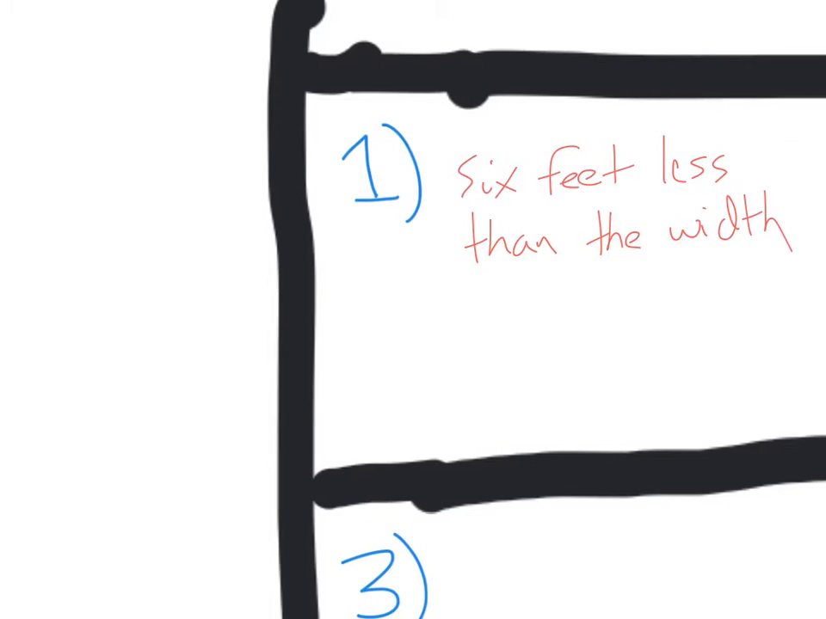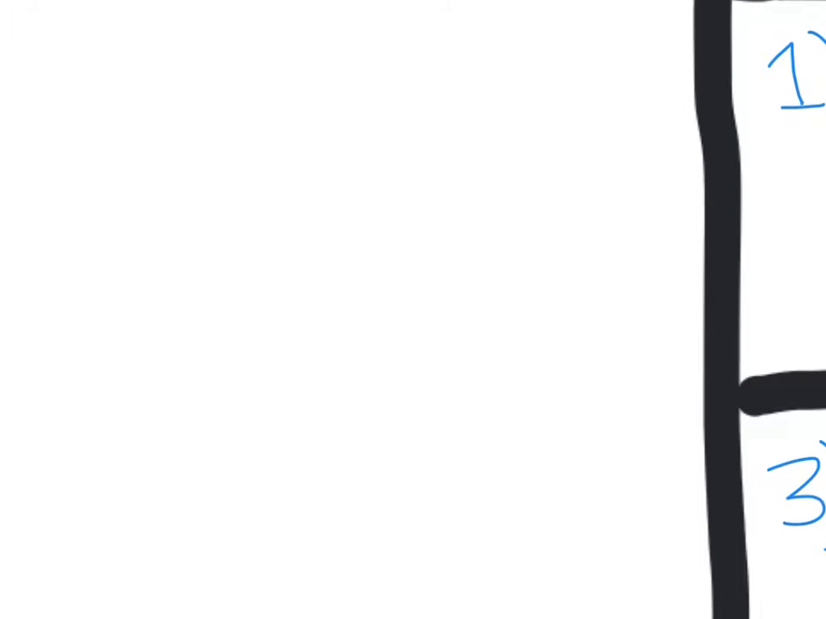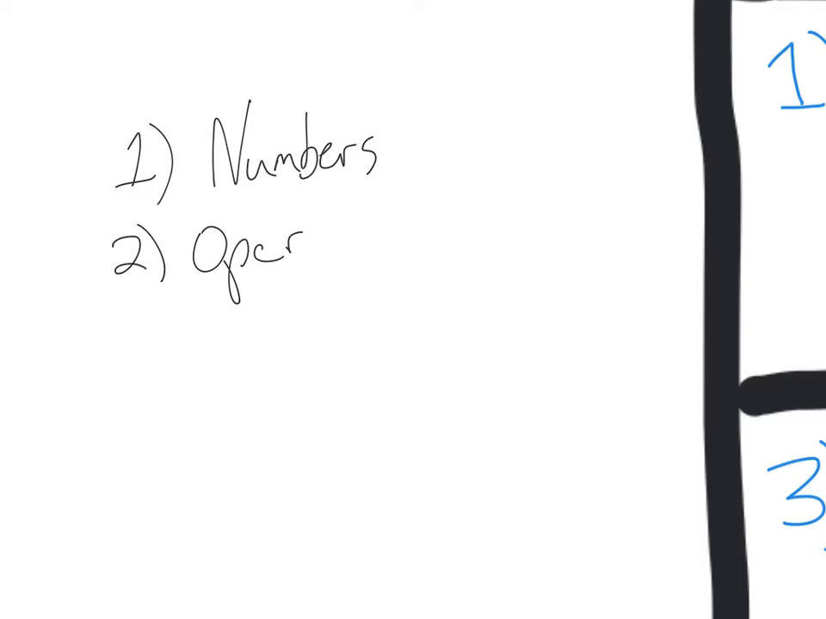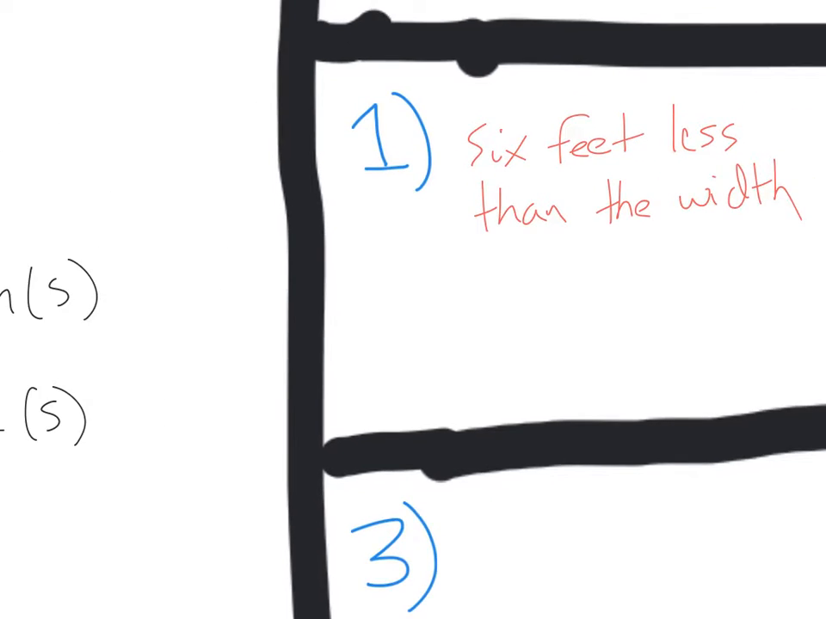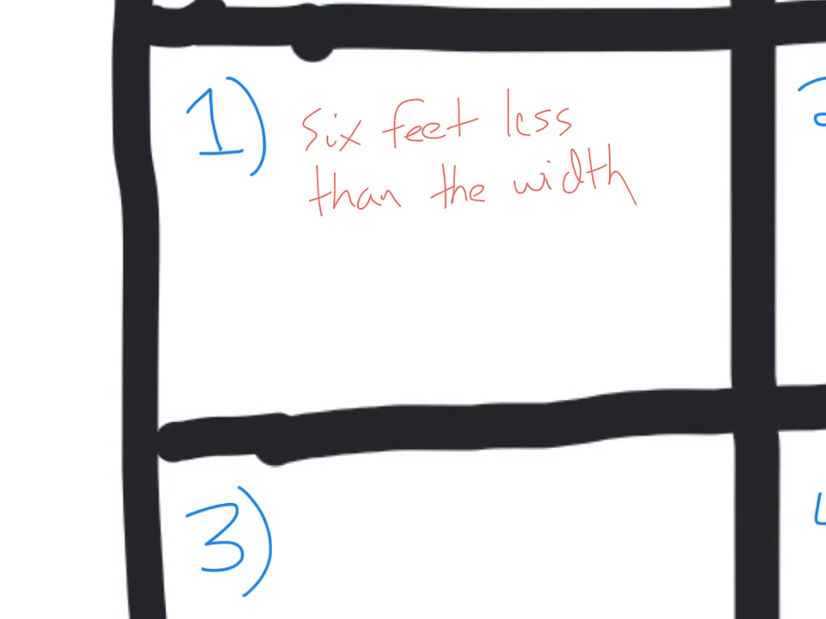Okay, and remember we talked about algebraic expressions having 3 different things. They've got numbers, operations, and variables. Variables, singular or multiple variables. So here we're asked to define a variable and then write an algebraic expression.